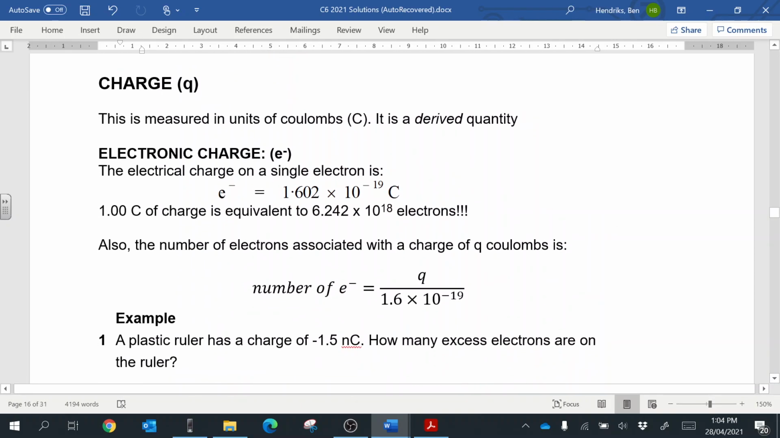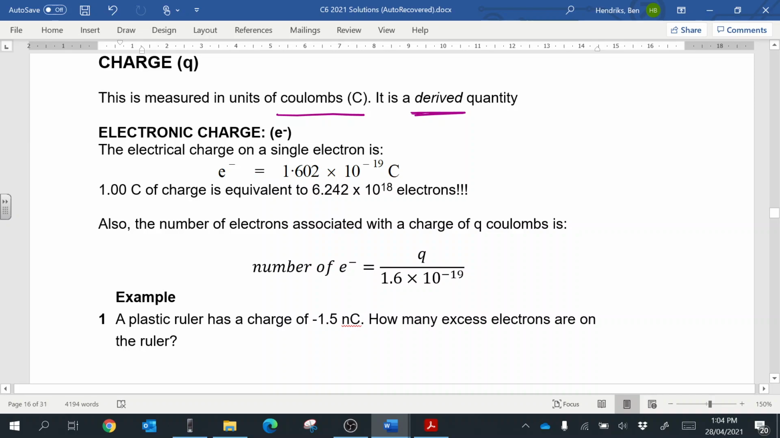All right, let's go back and talk a bit more about charge. This is measured in units of coulombs, and it is a derived quantity. If you remember before, we had base quantities and derived quantities in the SI units. Electronic charge is sometimes referred to as e minus. The electrical charge on a single electron is 1.602 times 10 to the negative 19 coulombs. That means that 1 coulomb of charge is equivalent to 6.242 times 10 to the 18 electrons. So a lot of electrons to get 1 coulomb of charge.